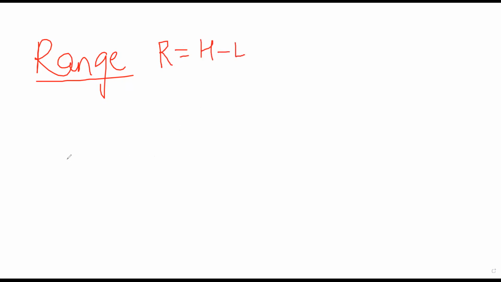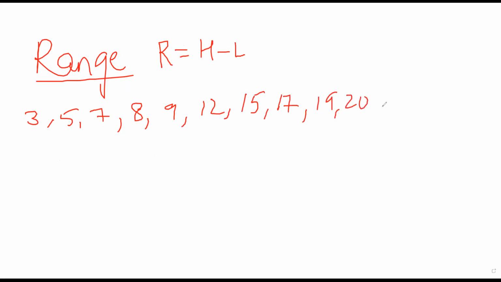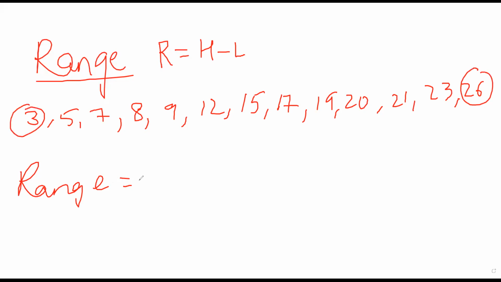What does that mean? Let us suppose, for example, you have a set of data given like this: 3, 5, 7, 8, 9, 12, 15, 17, 19, 20, 21, 23, and 26. Your range will be the highest value minus lowest value of the data. The lowest value is 3, highest value is 26. So the range of the data is 26 minus 3, which is 23. That's it. Very simple.